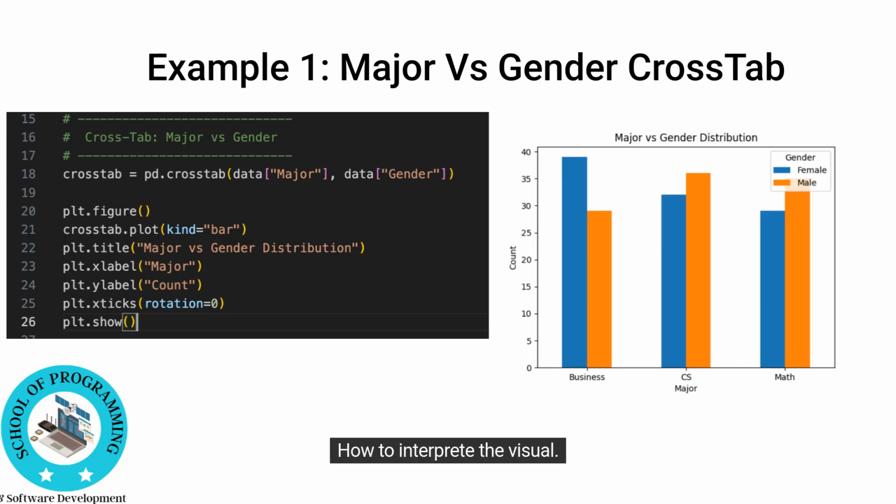How to interpret the visual. If counts are similar, it means a balanced distribution. If one category dominates, there is possible imbalance. Crosstabs show counts, not averages. This is purely frequency analysis. Some use cases of this are demographic distributions, survey analysis, and market segmentation.